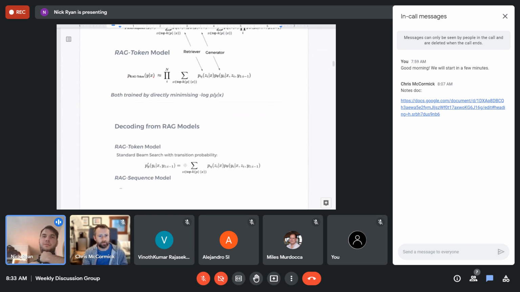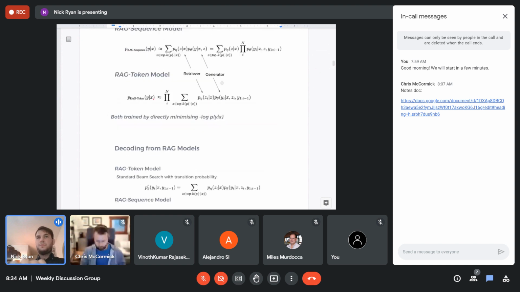With the RAG token model, if you're familiar with beam search, this is really just the idea that you start with one word, and given that word, you look at a series of hypotheses. So you branch out from that first word, and then you take the most likely of the second word, and you're basically pathing a tree among all the possible hypotheses to find the most likely answer. So a very standard beam search is what's used with the RAG token model.